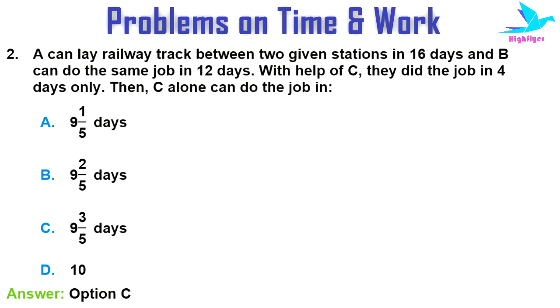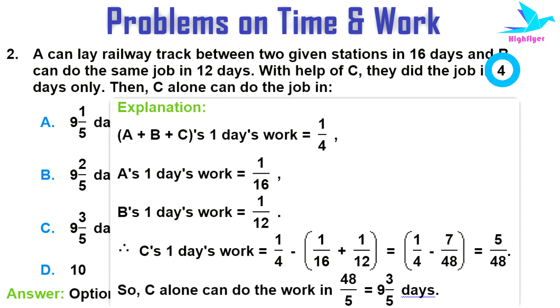Let's see how. Now as A, B and C combined can finish the work in 4 days, so A, B and C's combined 1 day work equals 1 by 4. And as A can finish the job in 16 days and B in 12 days, so A's 1 day work equals 1 by 16 and B's 1 day work equals 1 by 12. So now A's 1 day work plus B's 1 day work plus C's 1 day work equals 1 by 4. That implies 1 by C plus 1 by 16 plus 1 by 12 equals 1 by 4.